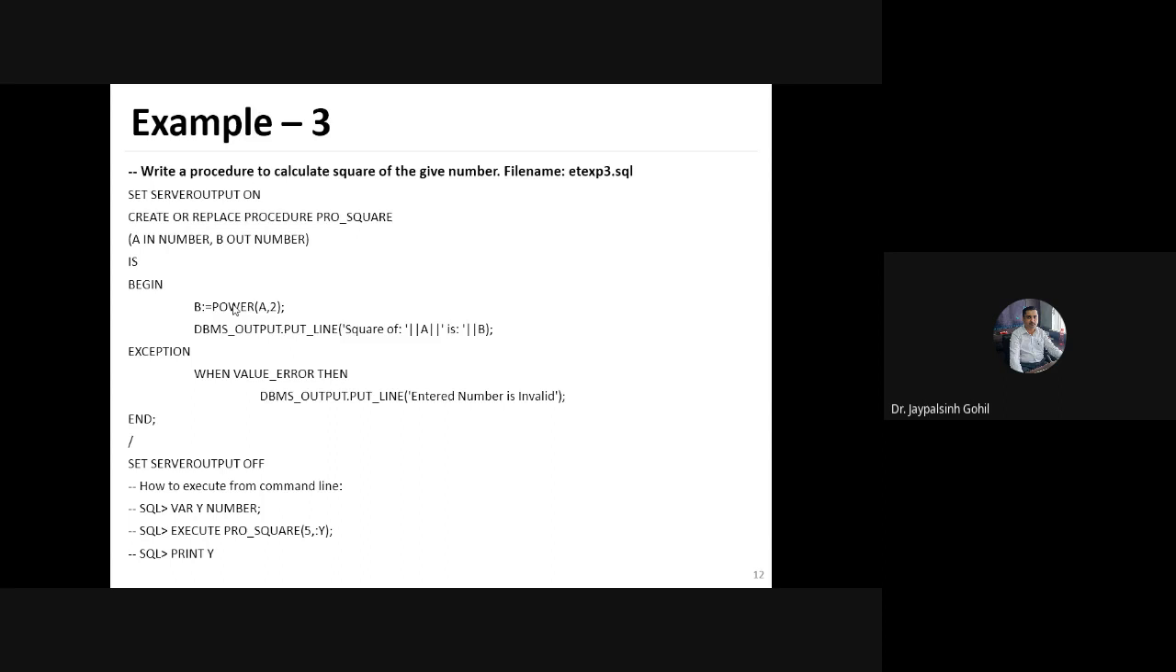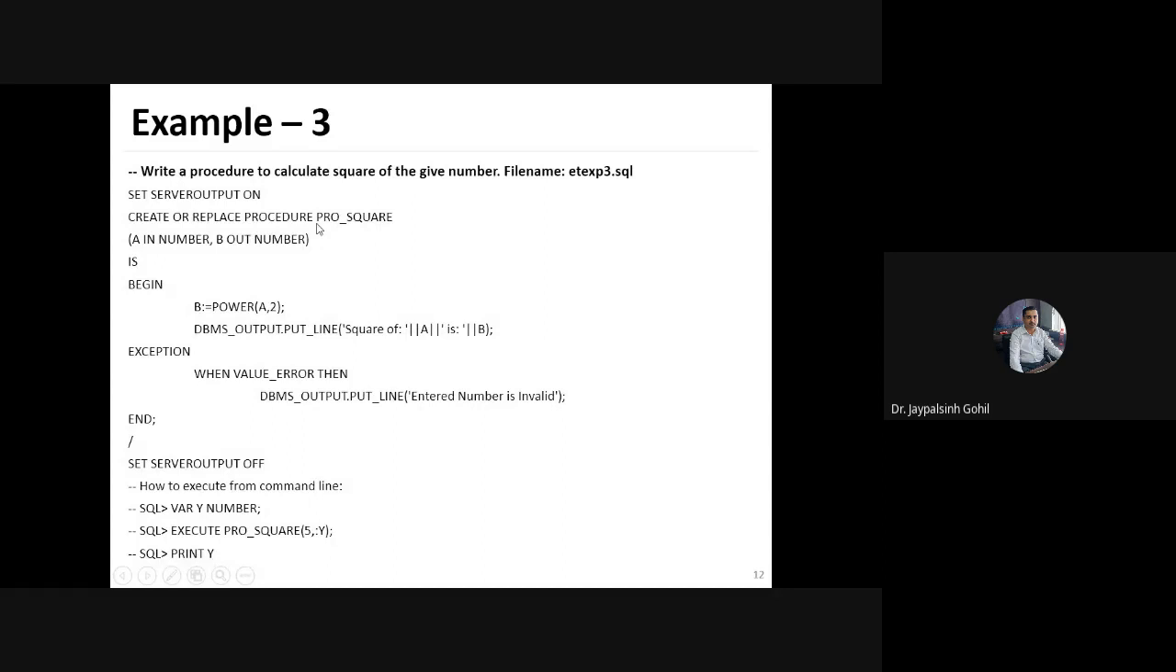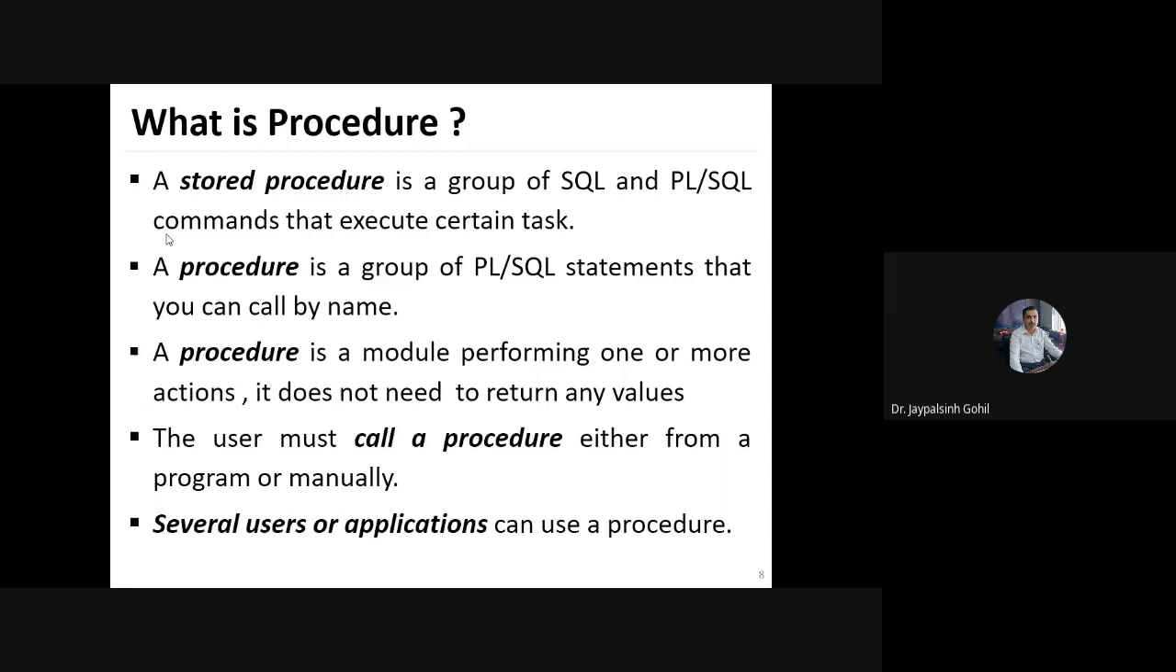procedure, first of all, you have to write this statement: create or replace procedure, then the name of the procedure, and you have to mention the in and out parameters. So one value you have to give into the procedure, and the other value will be given as the output from the procedure. If you recall our example 1, let me show you once again.